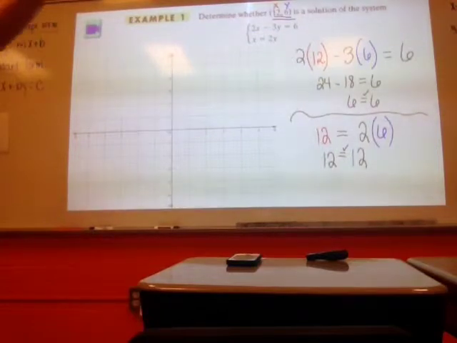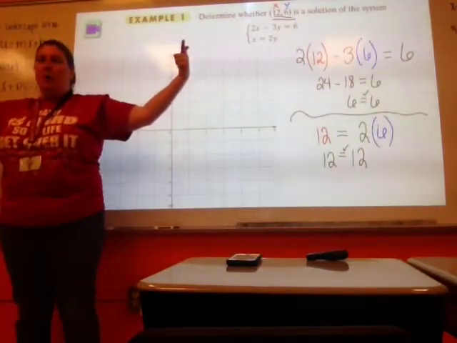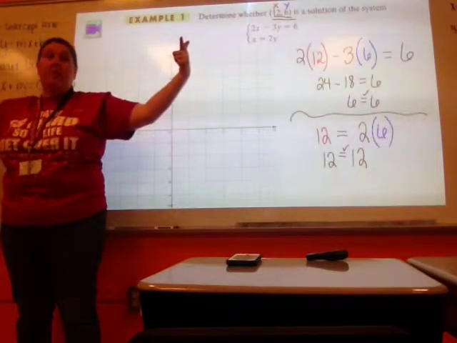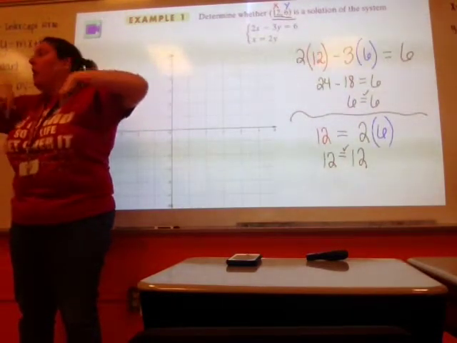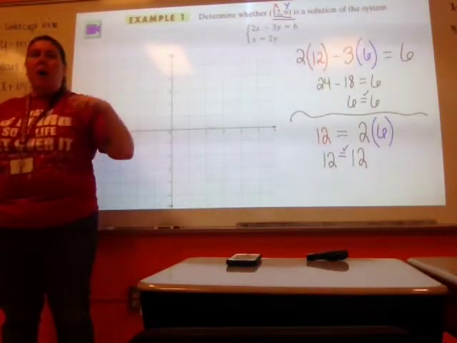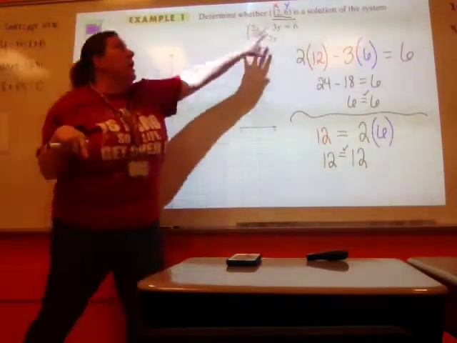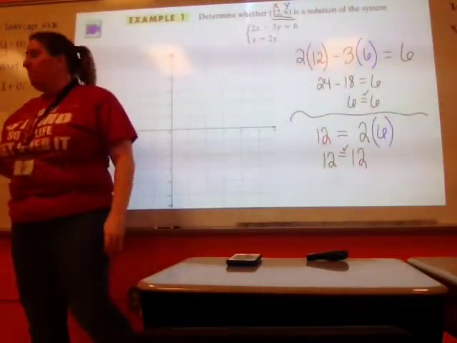Now, what if they work for one but not the other? Then it doesn't work. Not a solution. Okay, we can say it's not a solution. There is a solution, it's just not that point. Does that make sense? Whereas this is going to have a solution, and the solution happens to be (12, 6). Does that make sense? Okay?